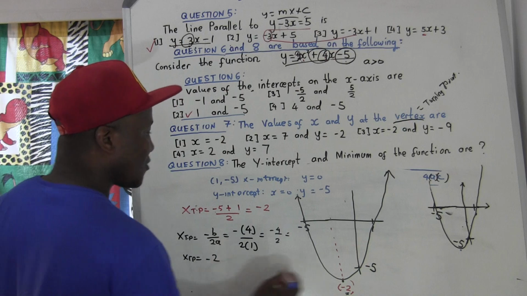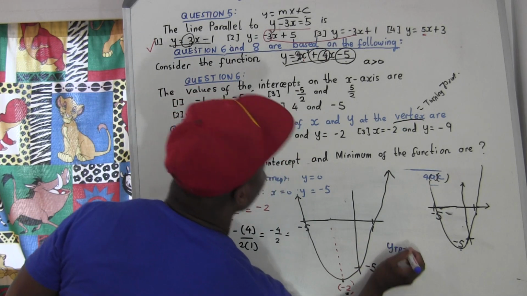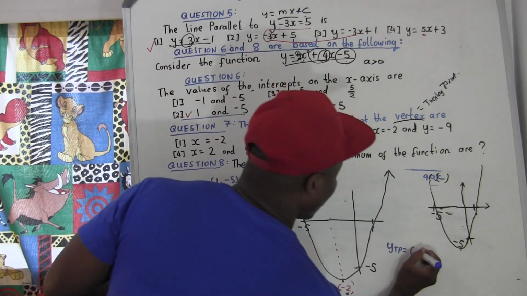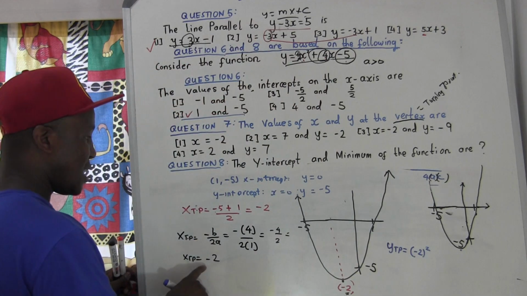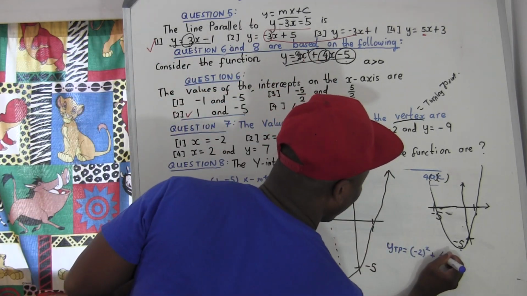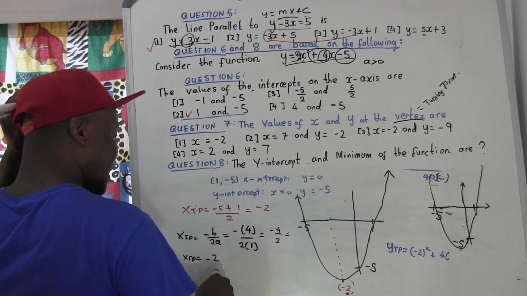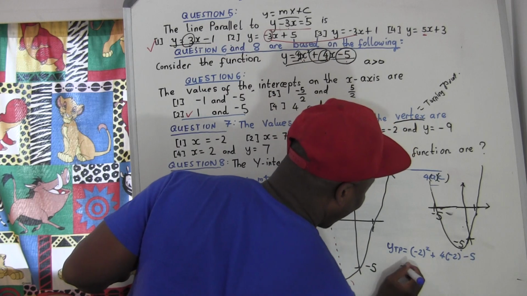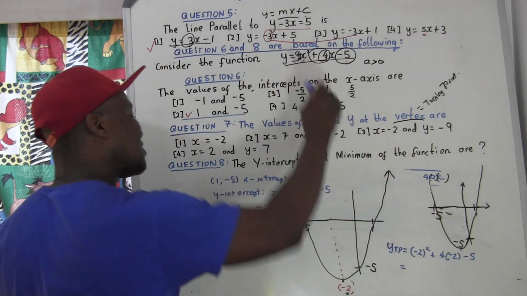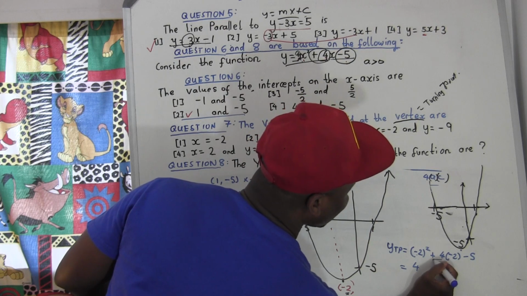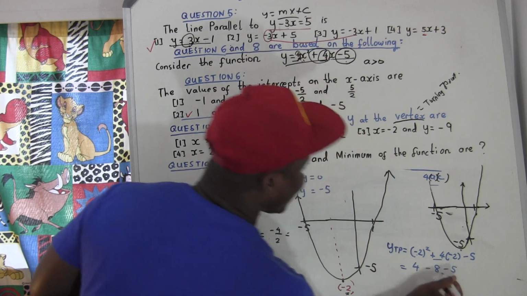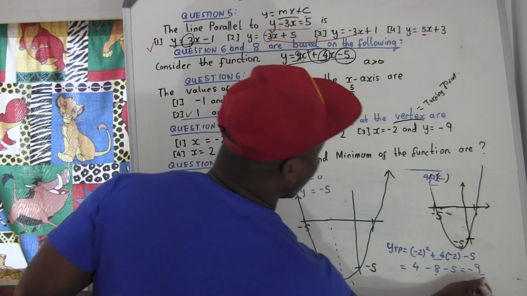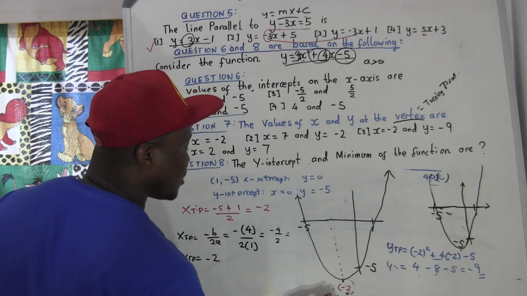To get the value of y at the turning point, y at turning point equals x squared, but I'm not going to say x anymore, because the value of x at the turning point is negative 2, and then we square it. Plus 4, and then x again, which is negative 2. And then minus 5. So plug this into the calculator. Negative 2 squared means negative 2 times negative 2, equal to 4. Now positive 4 times negative 2 is negative 8, and then minus 5. This gives us negative 9.